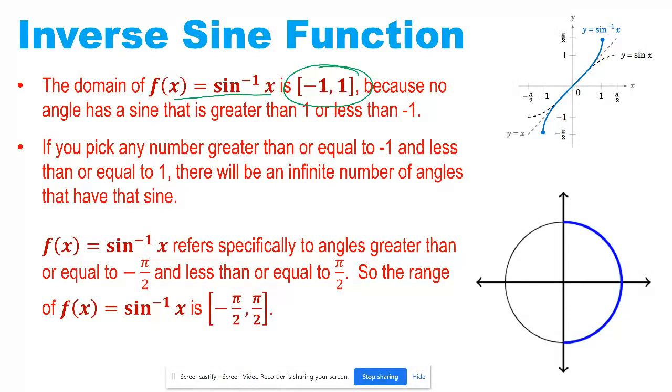So here's another thing that comes up, though. If you pick any number in that domain from -1 to +1, technically there's an infinite number of angles that could give you that result. So if you look down here on the unit circle, and you'll learn what this blue arc means in a second, let's say we want to do the inverse sine of 1/2. So what angle would have a sine of 1/2?